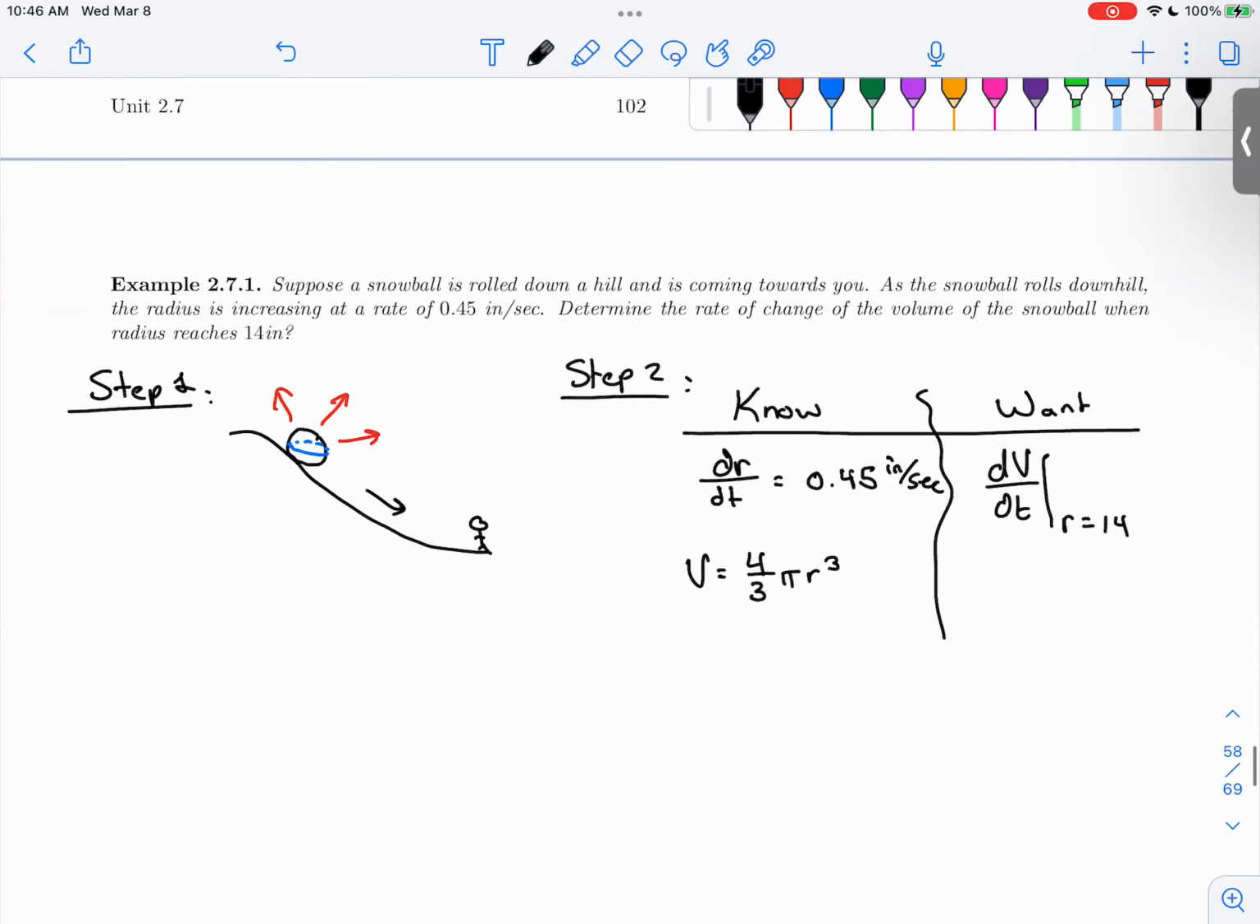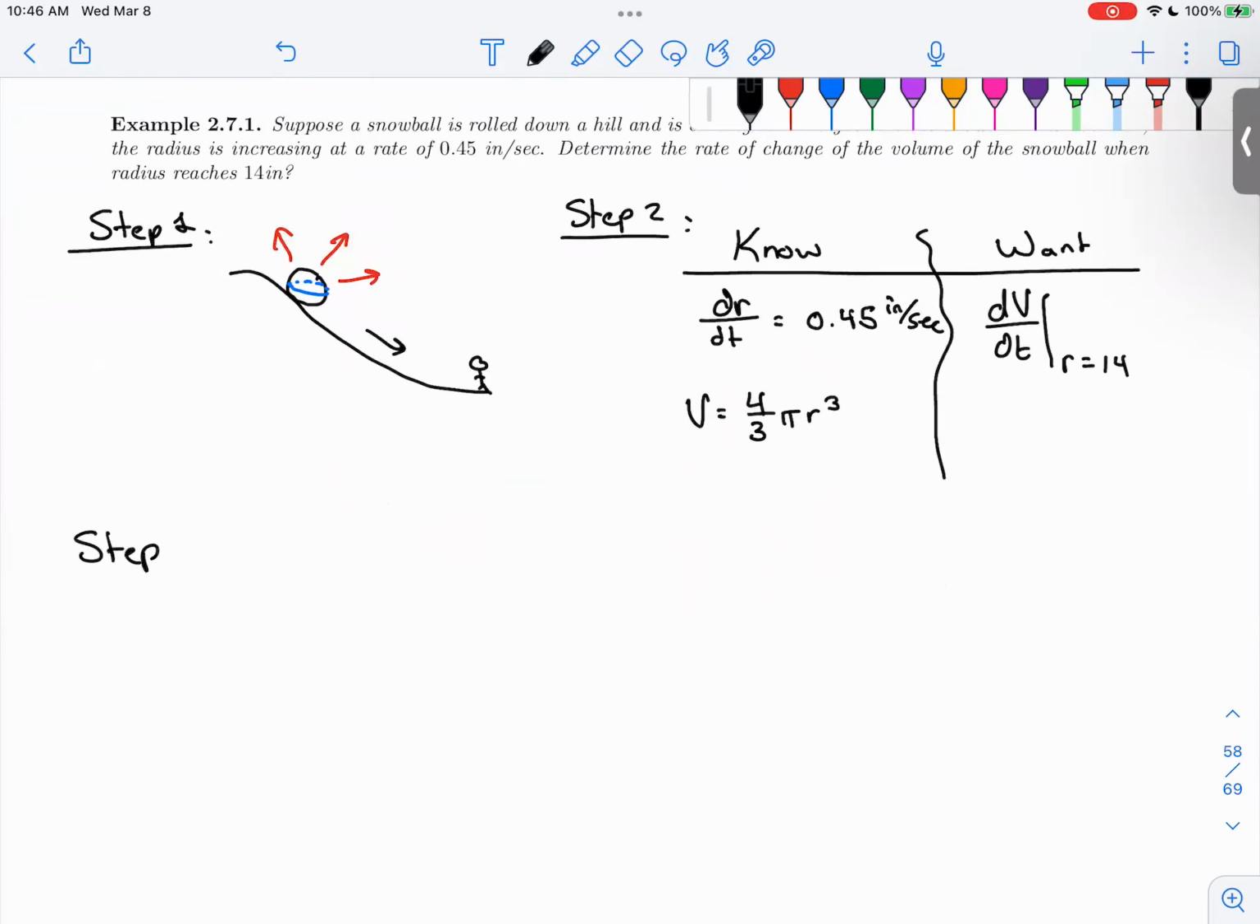So step 3 is going to be, you take that formula, V equals 4/3 pi r cubed. And by the way, a good thing to keep in mind, the formula that you use should have both of the variables that you're involving in it. So we want dV/dt, our formula has V in it. We have dr/dt, our formula has r. If it had more variables, we'd need to know more.